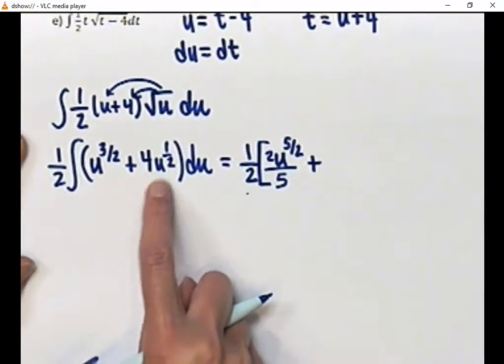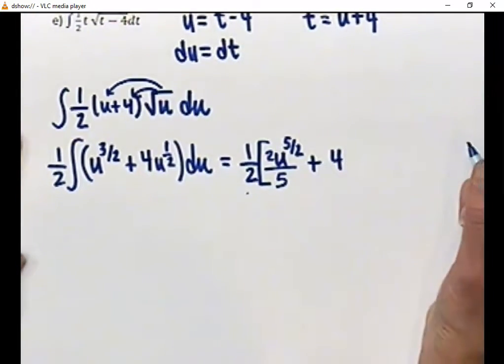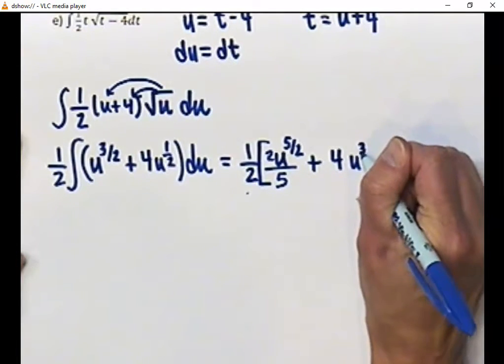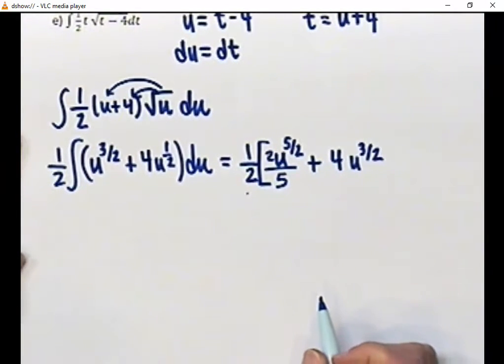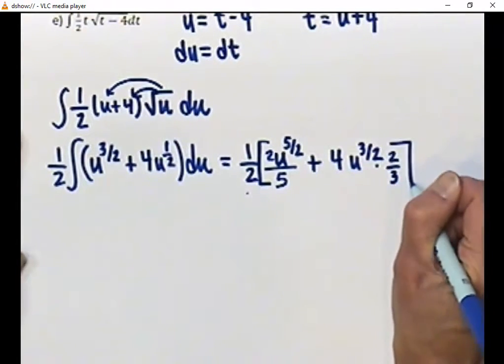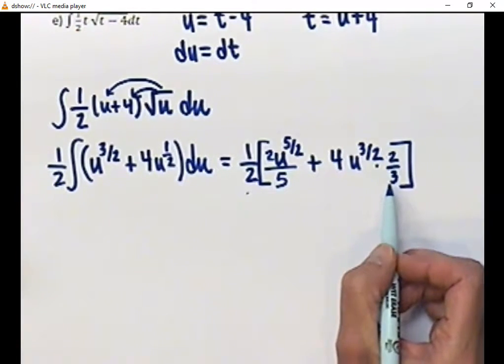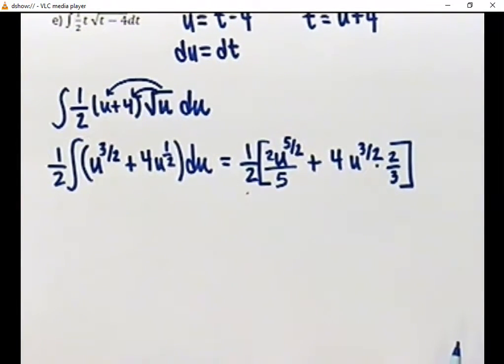McKelty, what about the 4u to the 1 half? What will that become? It'll be u to the 3 halves. Yeah. And then multiplied by 2 thirds. Good. And I'll just write on this side. So that's right. So add 1 to that as well, which is 3 halves. Divide by 3 halves is multiplying by 2 thirds.